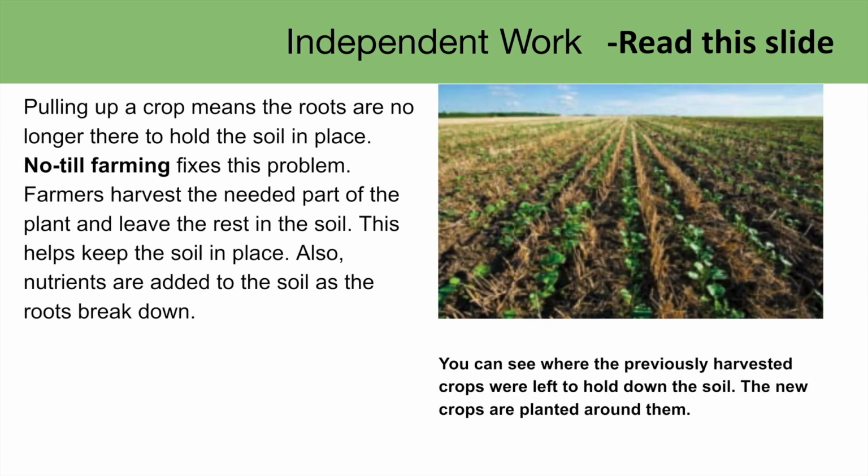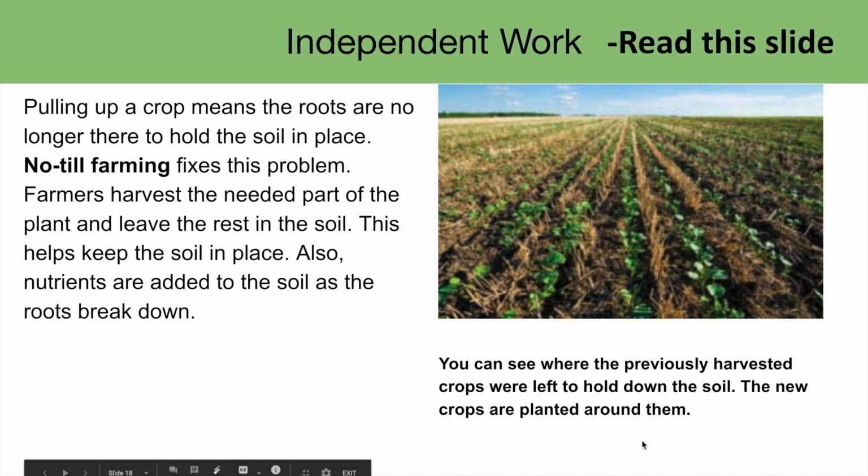Pulling up a crop means the roots are no longer there to hold the soil in place. No-till farming fixes this problem. Farmers harvest the needed part of the plant and leave the rest in the soil. This helps keep the soil in place. Also, nutrients are added to the soil as roots break down.